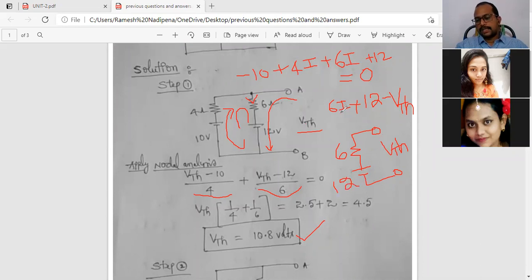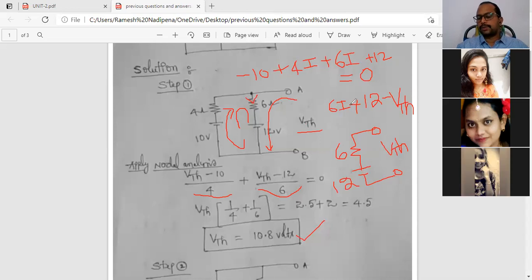Now this one: 6 into I. What is the I value here? Minus 0.2. So 6 into 0.2 means 1.2, that is minus 1.2. Minus 1.2 plus 12 gives 10.8. So the same answer will come. You can use any method. That is your wish.